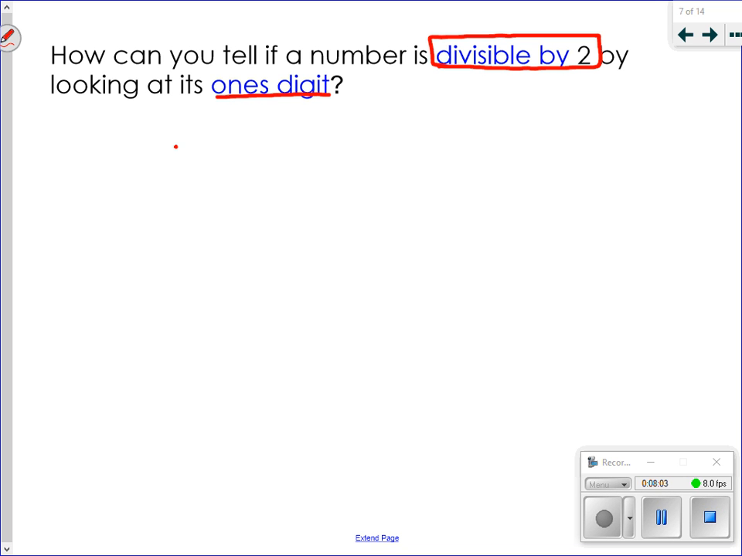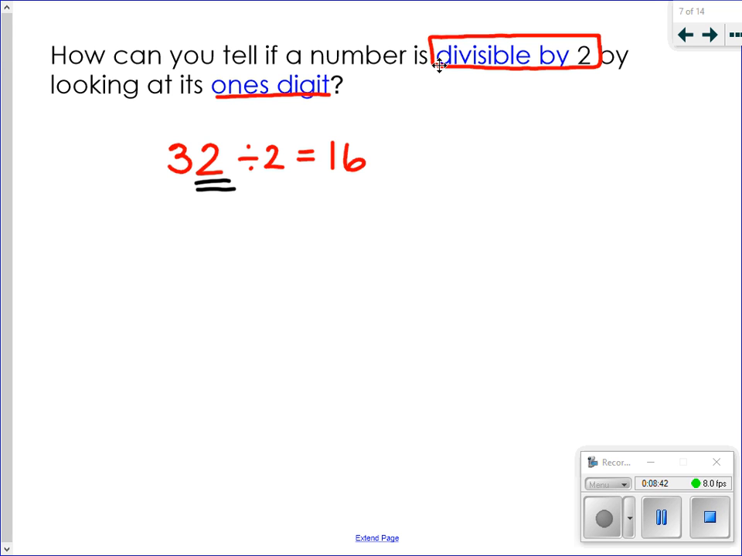Well, let's look at this number. 32. Is this divisible by 2? In other words, could we divide it by 2? Could we divide it in half? Yes, we could. It would be divisible by 2 because half of 32 is, I'll give you time to figure it out, 16. Okay? What do you notice about this number, the digit in the ones place? Is it that it ends in a 2?